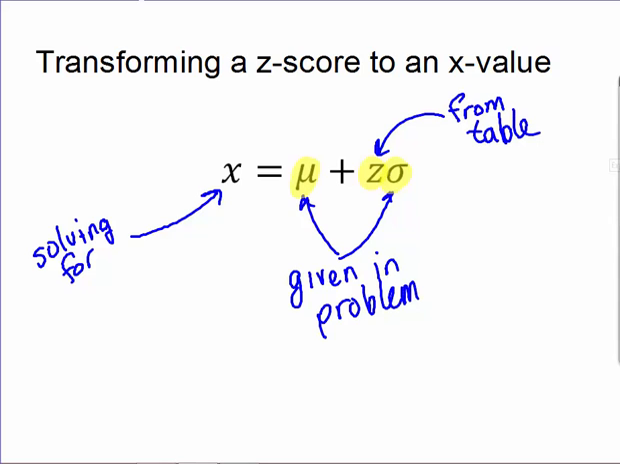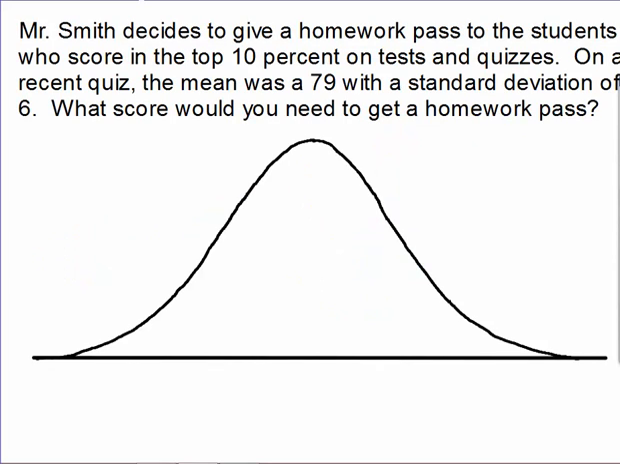So, you might say, Mr. Smith, I don't quite understand this. That's okay. Here's an example. Let's say that I decide to be a very, very nice teacher next time on the next quiz and give anyone who scores in the top 10% of the bell curve a homework pass. So basically, you don't have to do your homework.